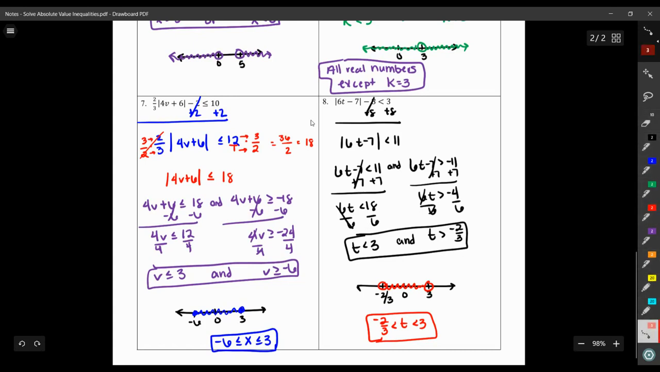You could have either had t less than 3 and t greater than -2/3, or you could have had it all combined into one, -2/3 less than t less than 3. And here's your graphical representation.